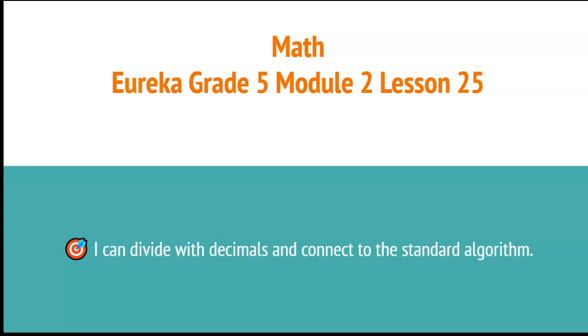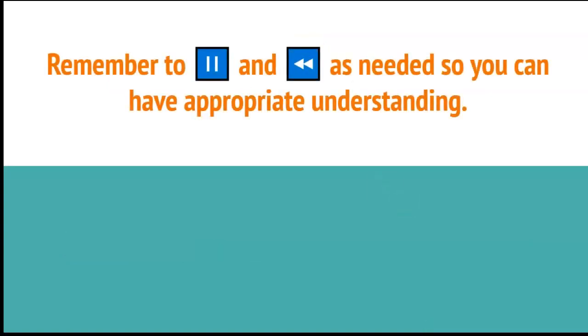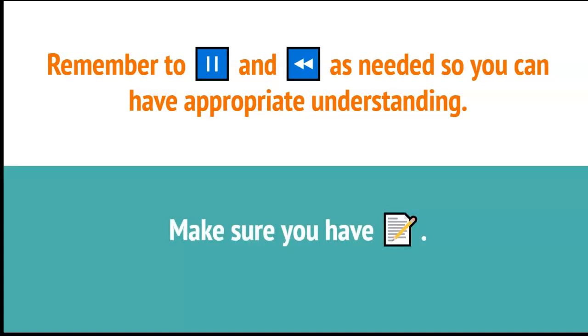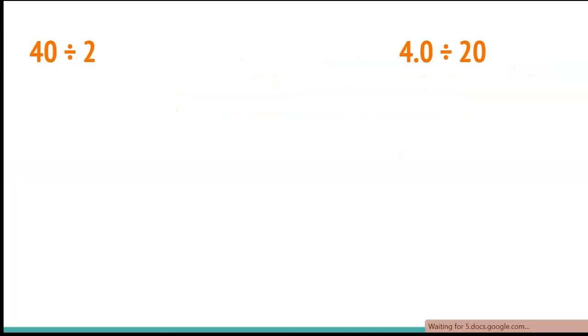Alright friends, so we are here to continue our learning with division, this time with Eureka Grade 5 Module 2 Lesson 25, working with that lesson target of dividing decimals and really explicitly connecting it to the standard algorithm. Of course, make sure that you're pausing and rewinding as you need, so that you can have appropriate understanding and enough time to work out the problems with me, because you should be working out the problems with me. So again, make sure that you have something to write on and write with. Alright, let's step right in.